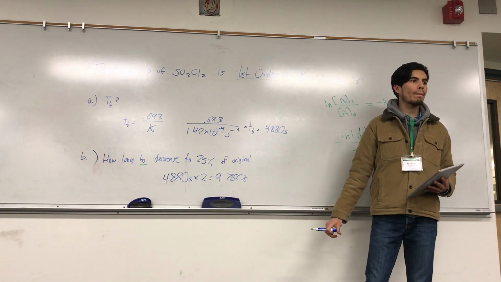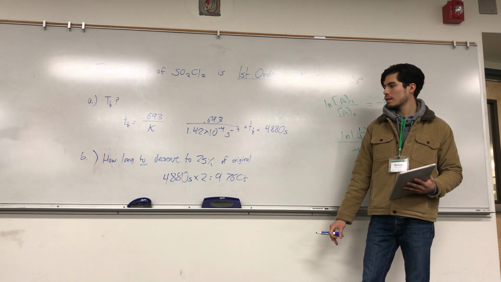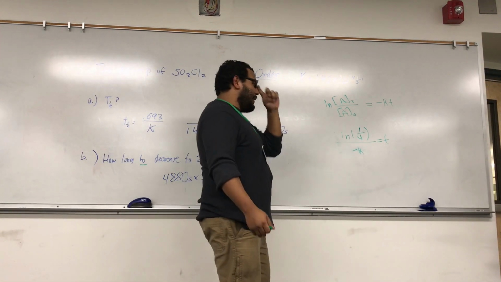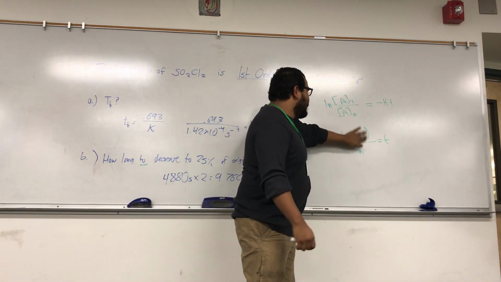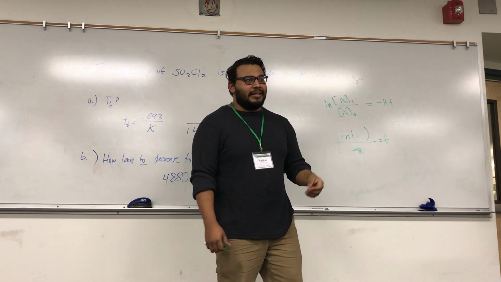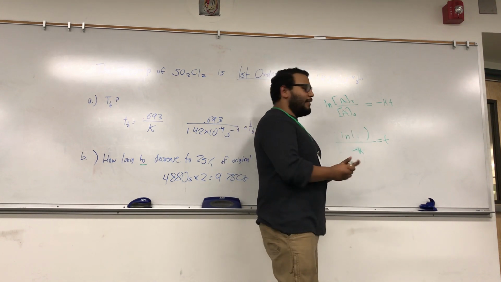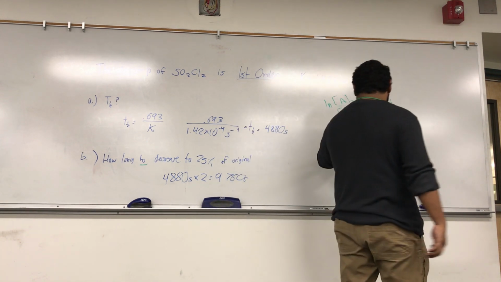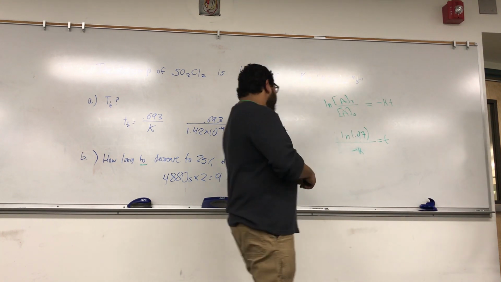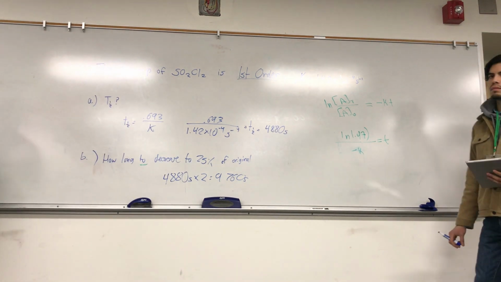Will it ever ask us how long to decrease to 30%? Well, we can't really use the half-life there. That's where you use this equation. So let's make it easier. What if we wanted to decrease to 47%? You would have to put 0.47. So to decrease to 47% would be 0.47. Do you see why? This is super good. It's quick, it's your multiple choice question. Get it right, boom.